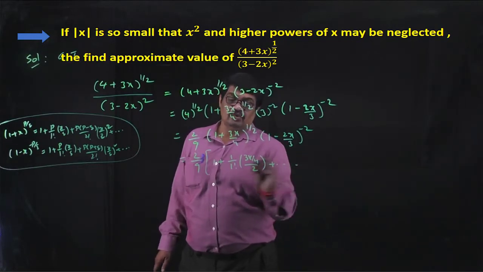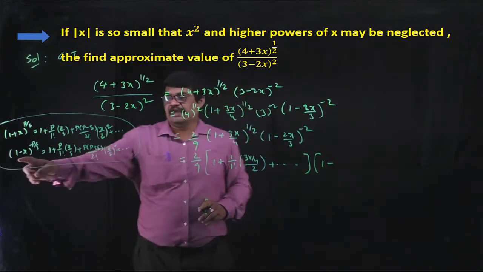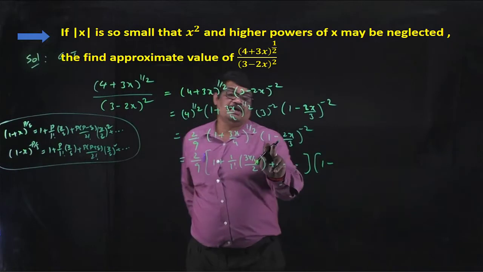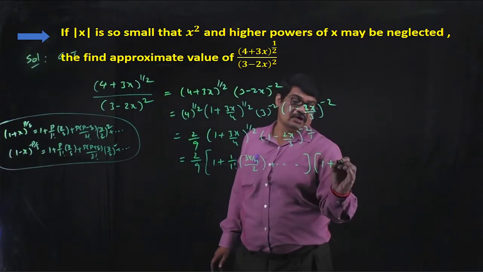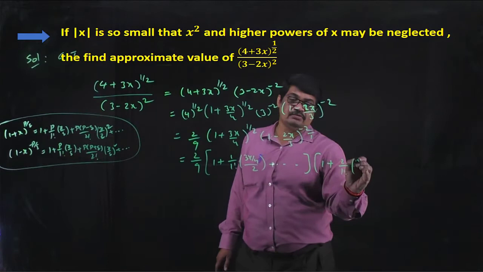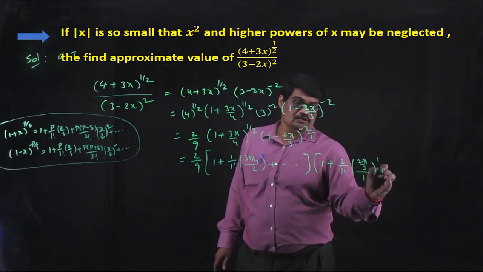Now we are writing only the first two terms here. This is the expansion of (1 minus x) whole power minus p by q. What are the terms here? That is 1 plus p by 1 factorial into x by q. Here p is 2 and q is 1, so that is 2x, and q is 1, whole power 1. So plus, and so on.